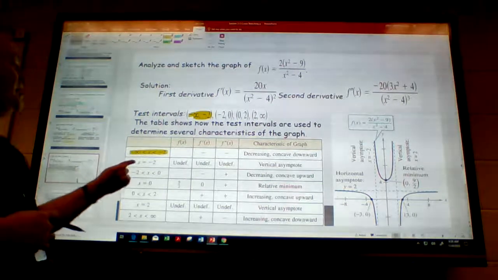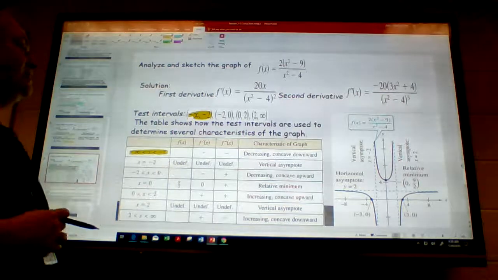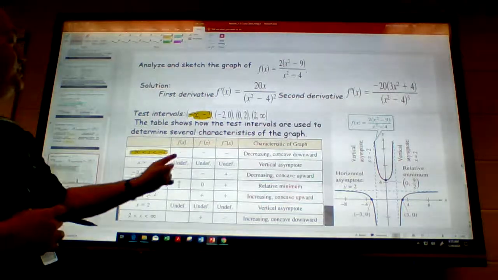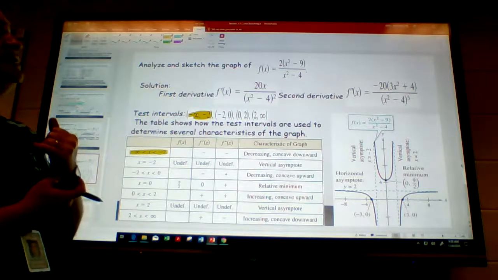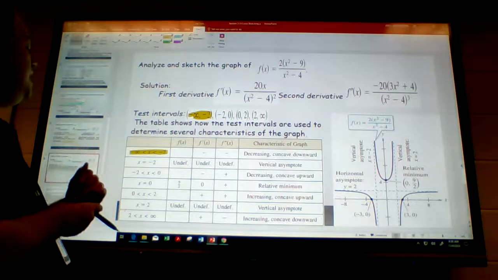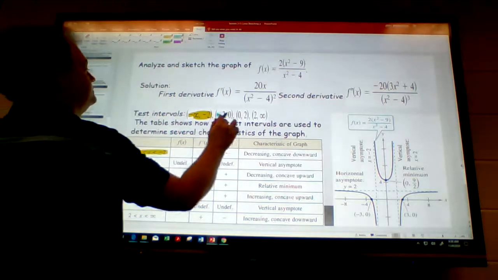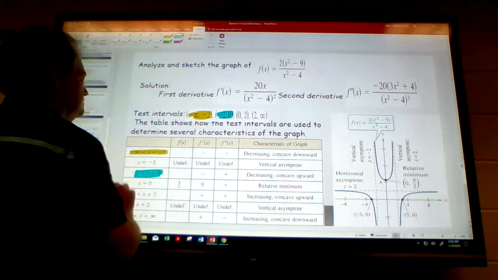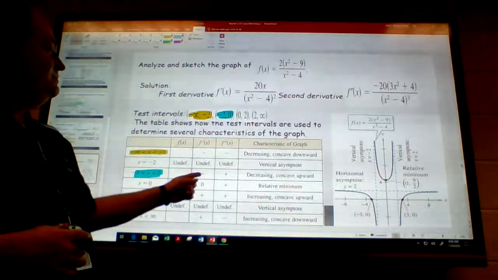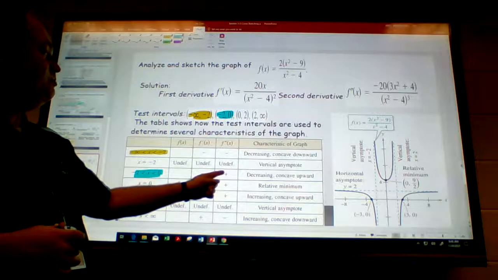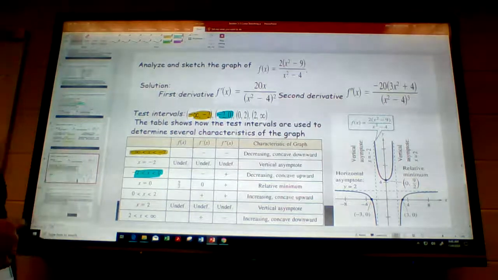Okay. At x equals -2, they're all undefined, so it's a vertical asymptote. And we can check that by plugging it into any one of those functions, and that will be the case. You will get 0. All right, so from -2 to 0, f prime is negative, which means it's decreasing, and then f double prime is positive, which means it's concave upward, which we'll talk about in a minute.